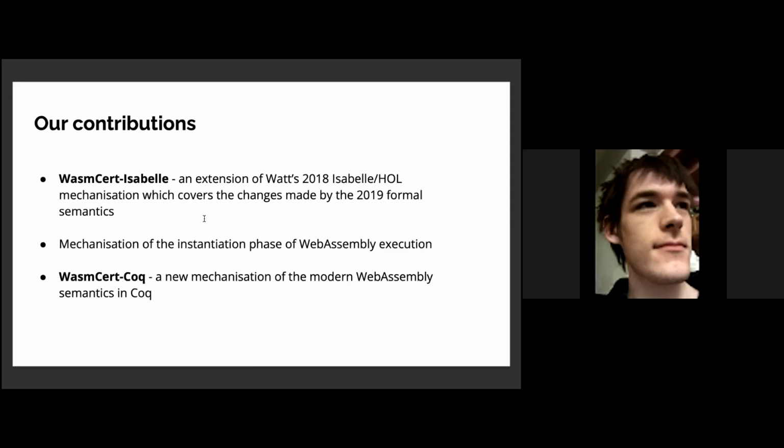Finally, I'm going to talk about WasmCert-Coq, our new mechanization of WebAssembly in Coq. So this is a mechanization of the W3C 2019 semantics, which replicates all the proofs from the original Watt 2018 work, and we're continuing to extend it further, as I detail later.